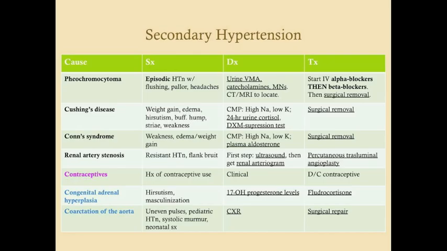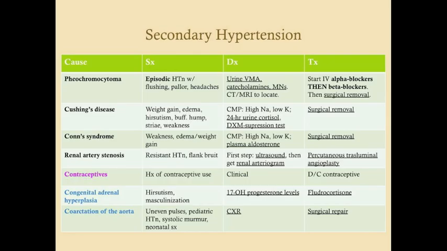Definitely suspect renal artery stenosis in patients with resistant hypertension. Why? Because one of the best drugs we use for hypertension works on the kidneys. It works on the renin-angiotensin-aldosterone system. So what we're talking about here is ACE inhibitors and angiotensin receptor blockers.